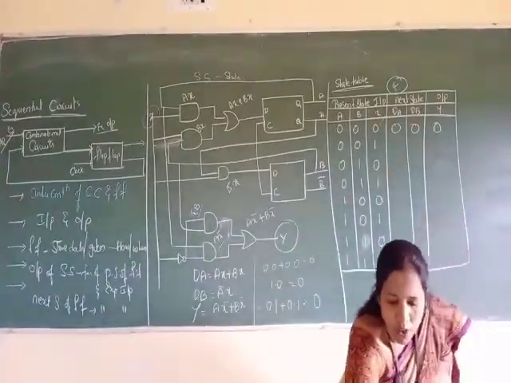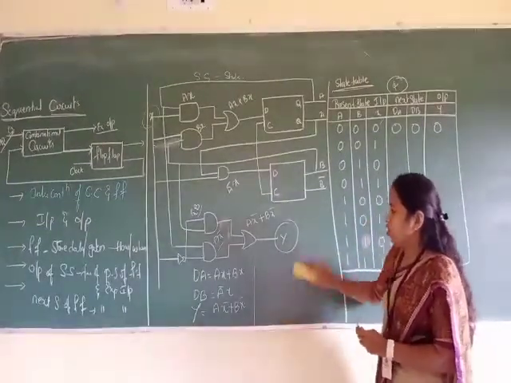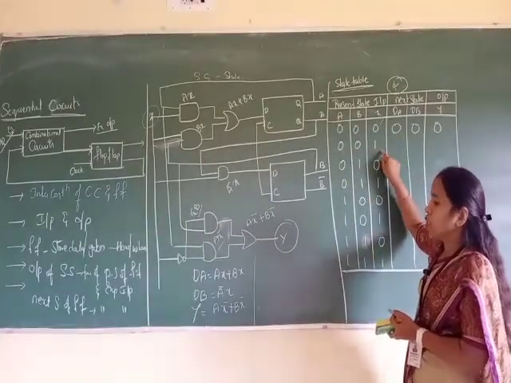Now the second combination, if you check. In this second combination, A is 0, B is 0, X is equal to 1.